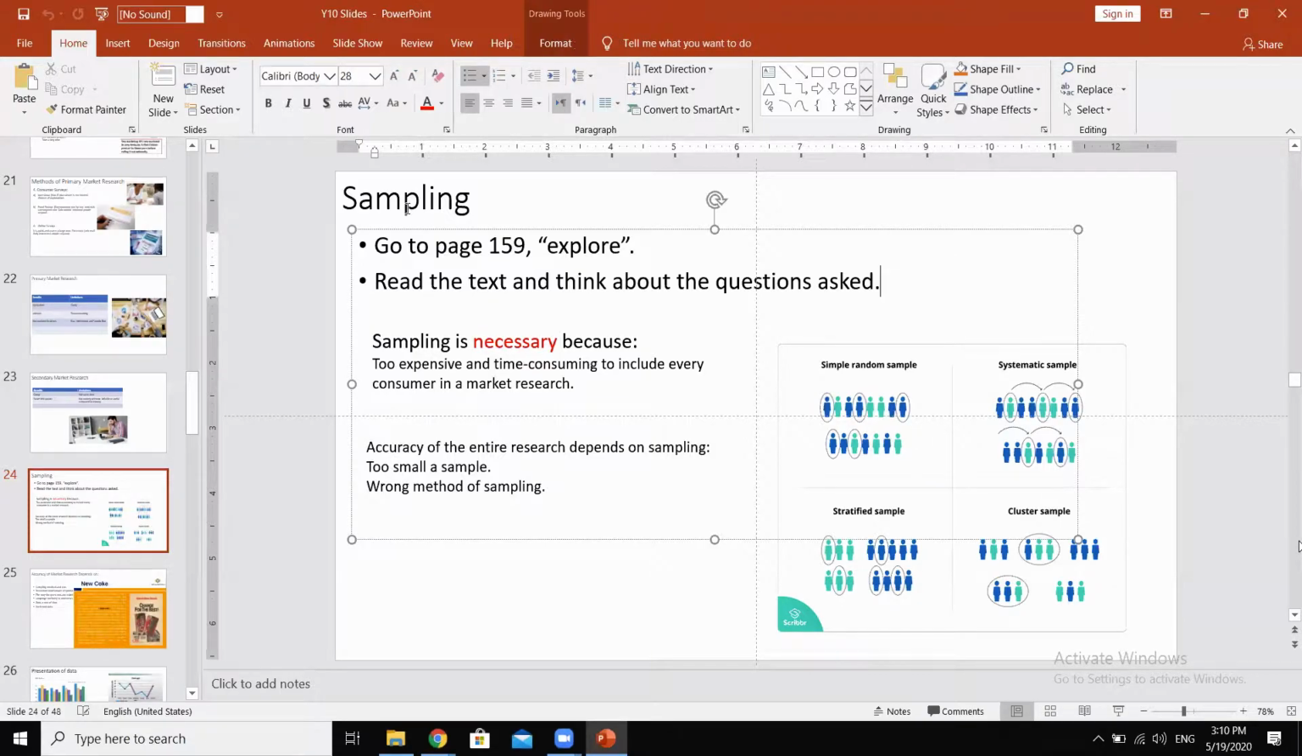So the reason for sampling is common sense. It's obvious. Well, it would be very, very expensive and time consuming to include everybody. That's why we do sampling.